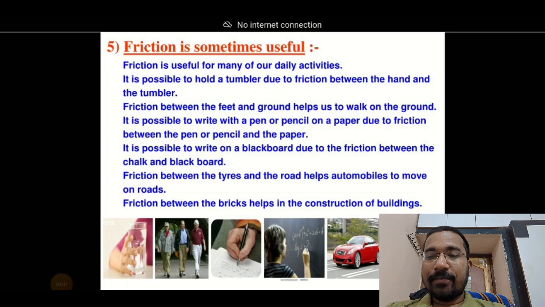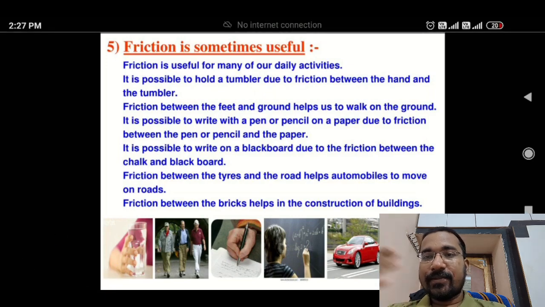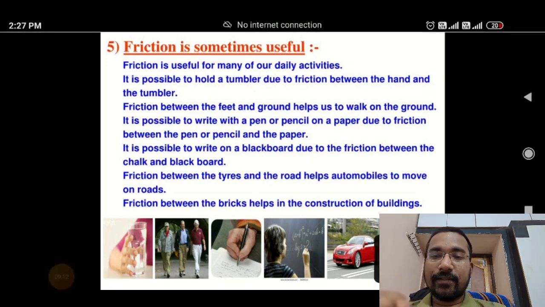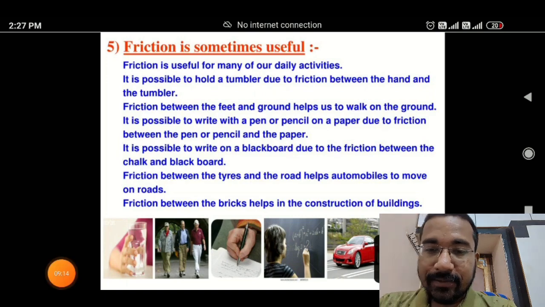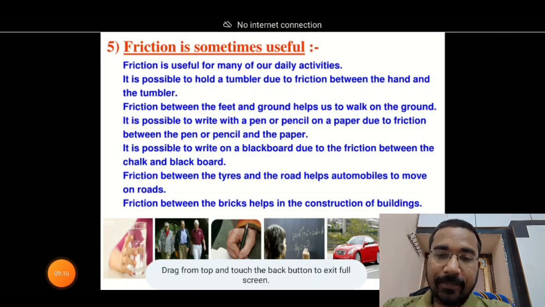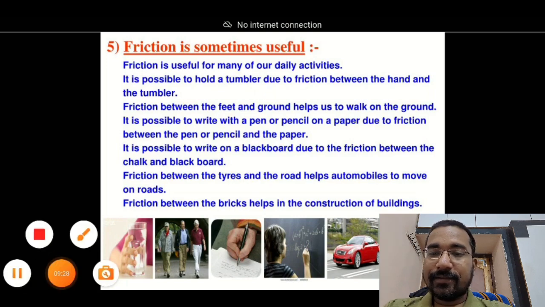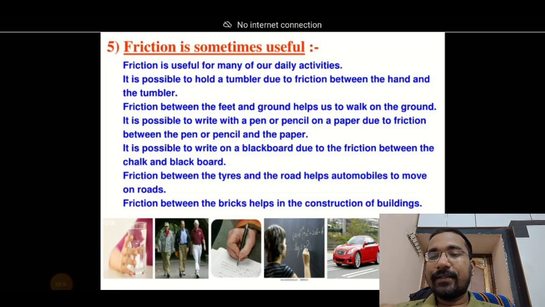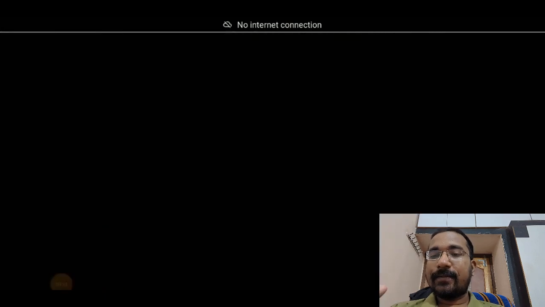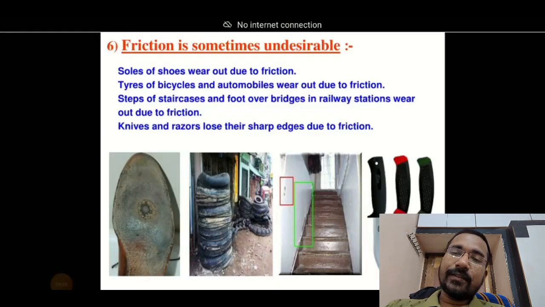Friction is sometimes useful. Give me some examples. Here walking, here placing a glass, holding a glass, the glass is being held. And here this is walking, and writing with a pen, and many more examples there.